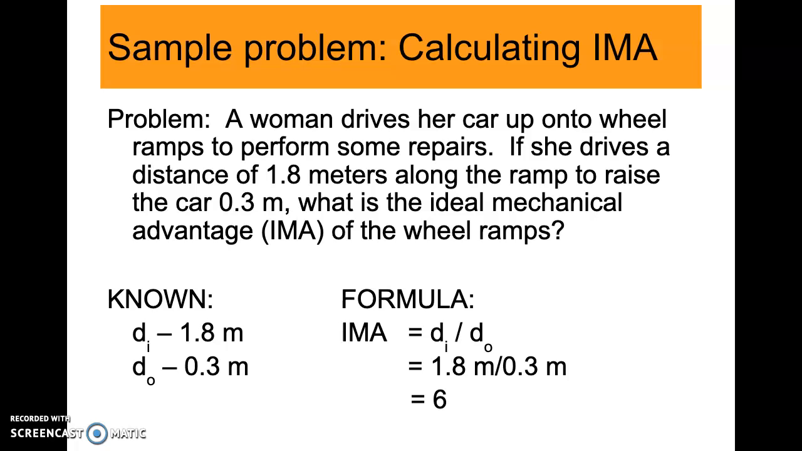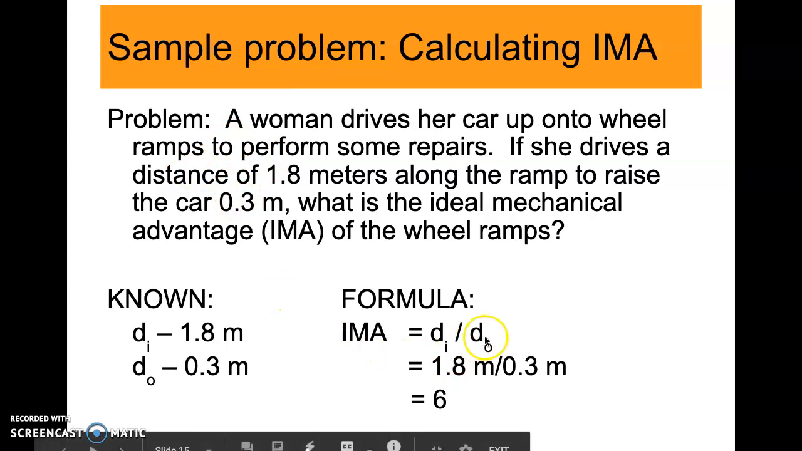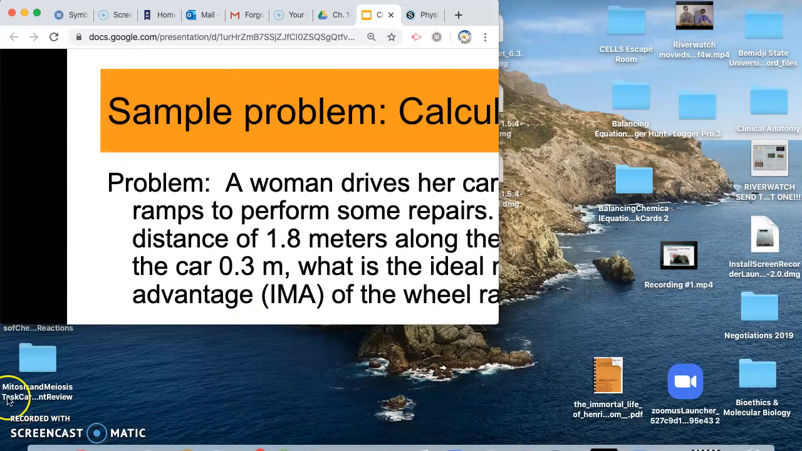All right. So here we see a car on a ramp, and the woman drives the car a distance of 1.8 meters to raise the car up 0.3 meters. So ideal is assuming that it has 100% efficiency. So we always list our variables: distance in and distance out. In is what the car went, the lady drove. Out is what the ramp actually lifted the car. So we divide our input distance by distance out, and it's 1.8 divided by 0.3 is 6. All right, we are going to do some practice problems now.